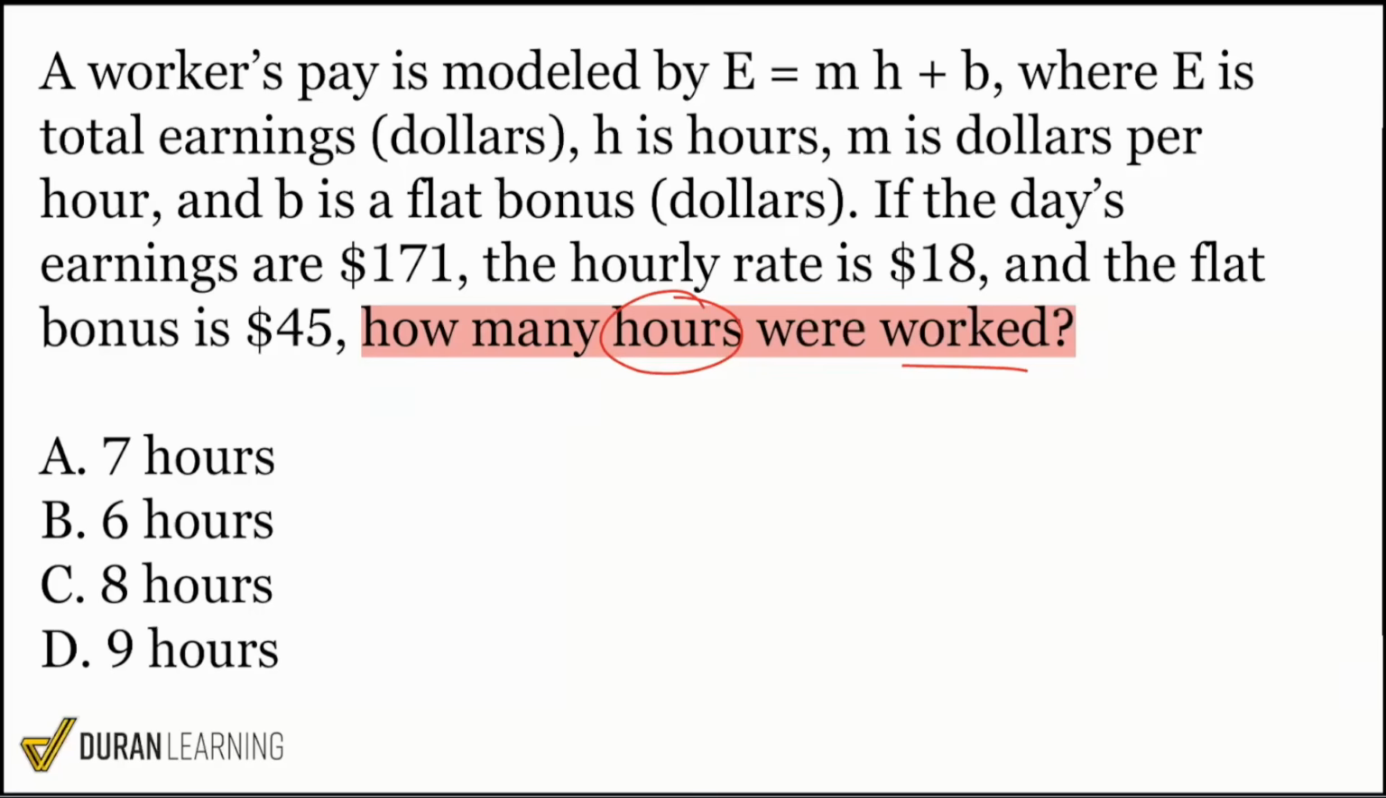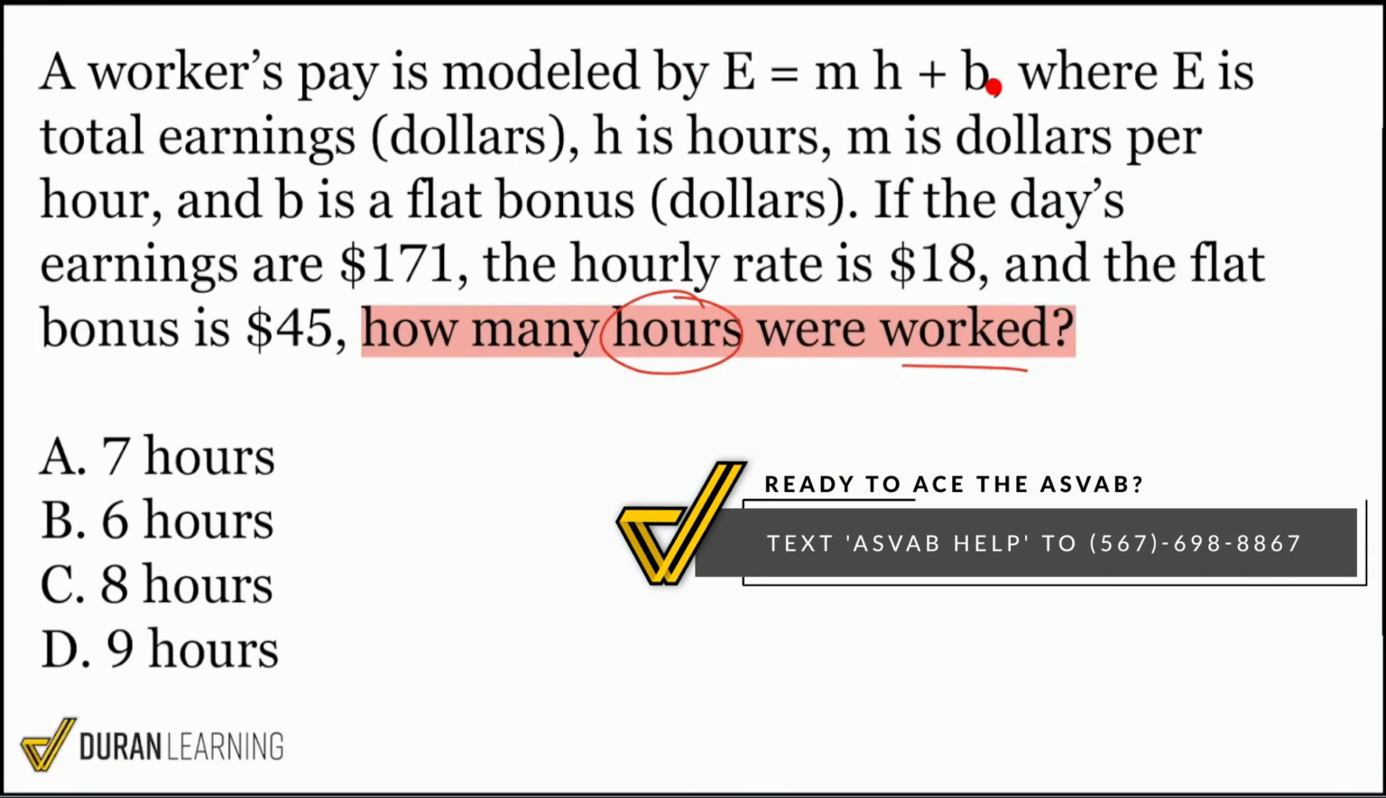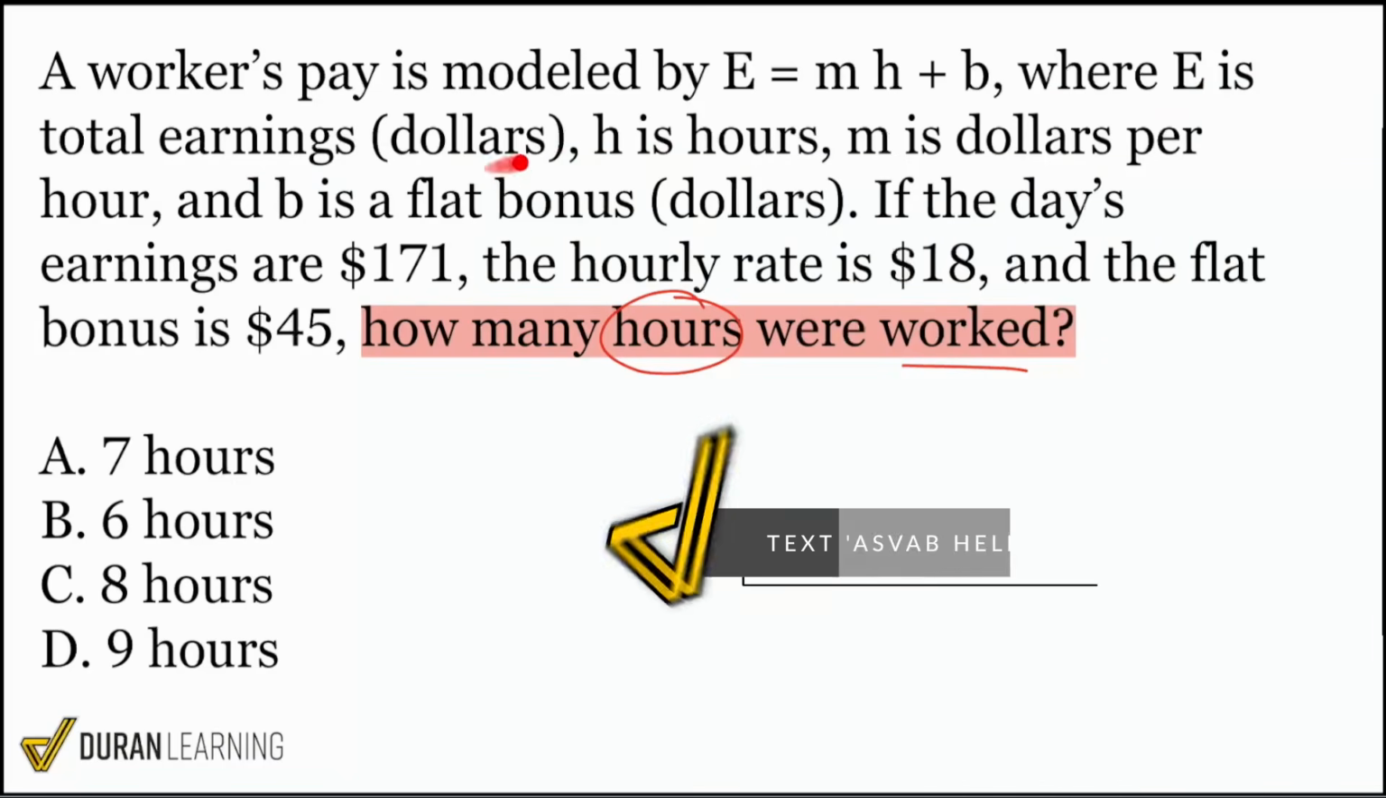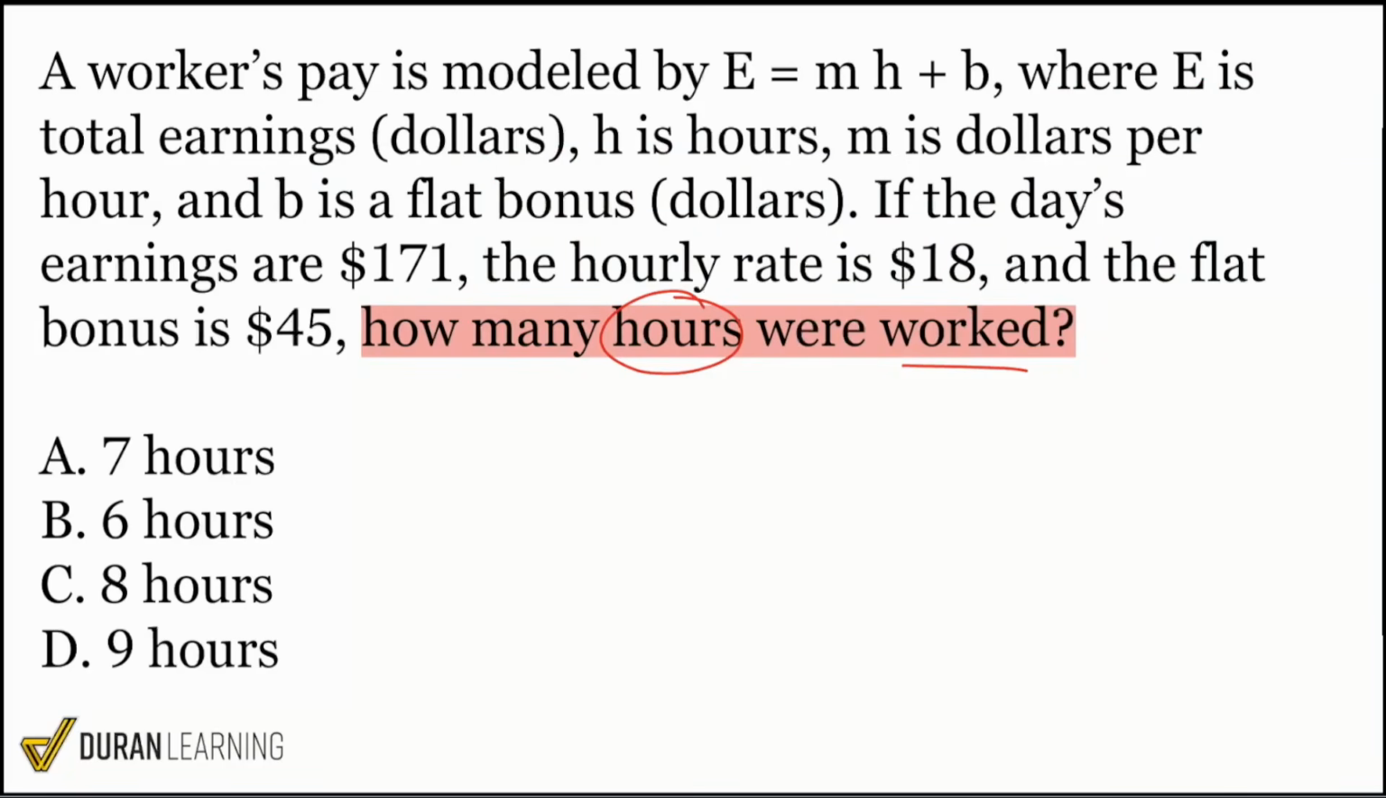So hours worked, let's read the context. It says a worker's pay is modeled by this equation. We have E, M, H, and B. And it says where E is total earnings in dollars. Everybody, is that what we're looking for in this problem? Are we looking for E, total earnings? Yes or no in this particular case? Right, not quite. Because again, we're looking for the number of hours that were worked. That's total earnings. That's completely different.